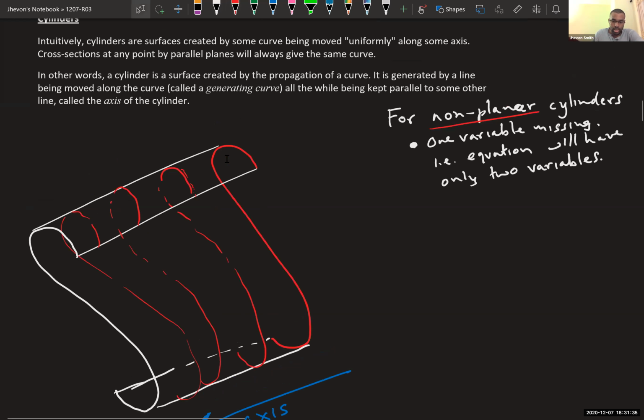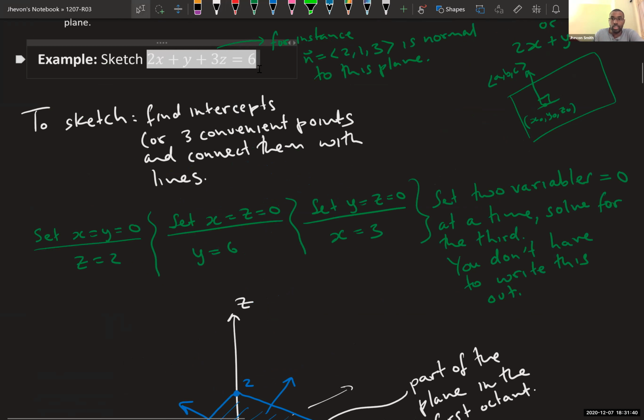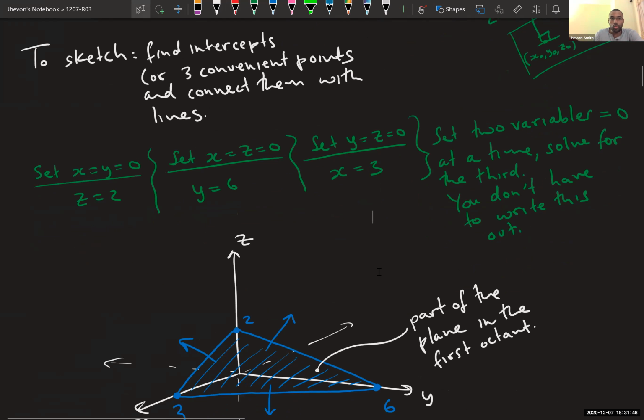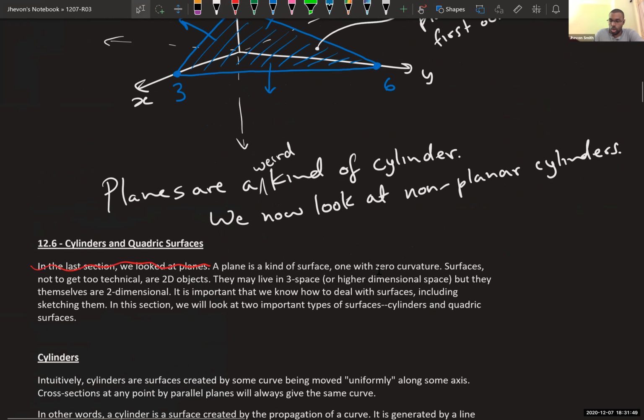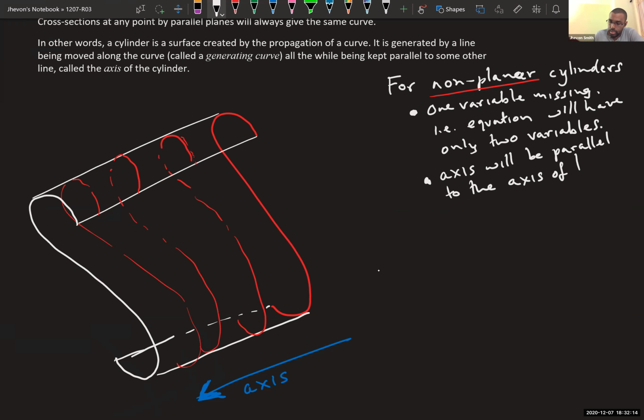So I mentioned that a plane is a weird kind of cylinder, because here it's a cylinder where you can have that cylinder and three variables are present. For any other cylinder, you will never have three variables present. You will have two variables present, right? So there'll always be a missing variable. So that's the one thing. The next thing is that the axis of the cylinder will be parallel to the axis of the missing variable.